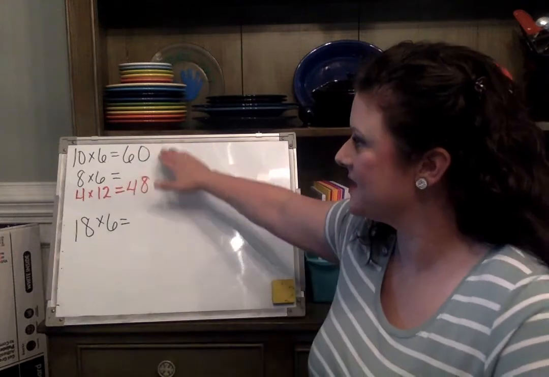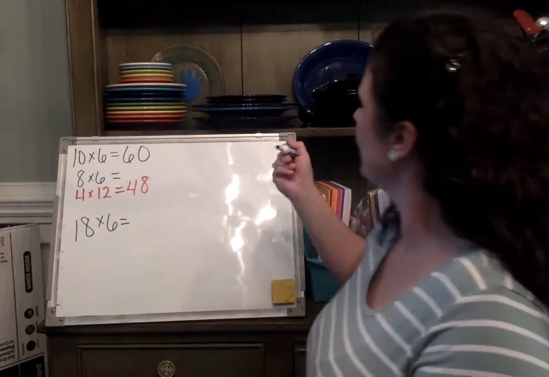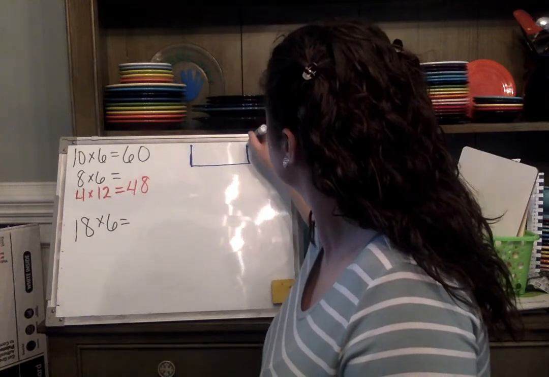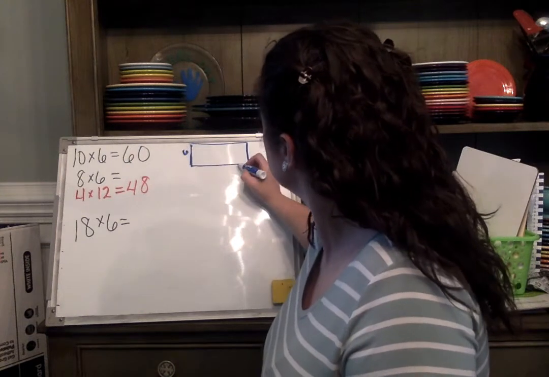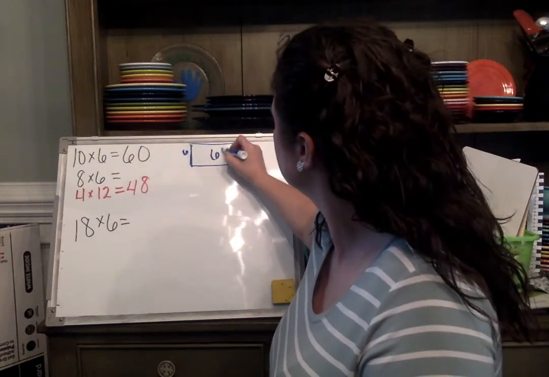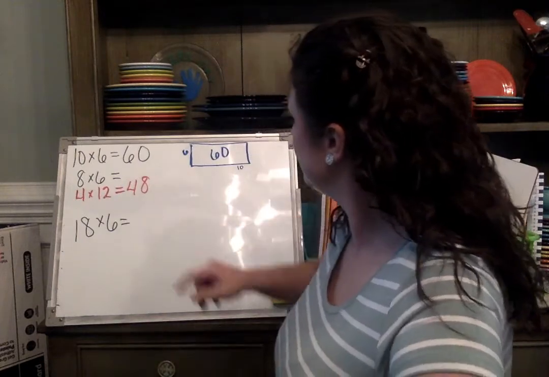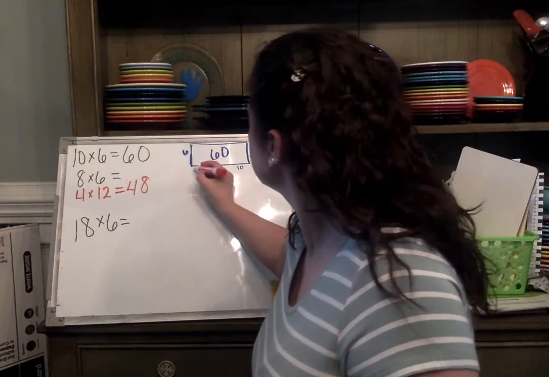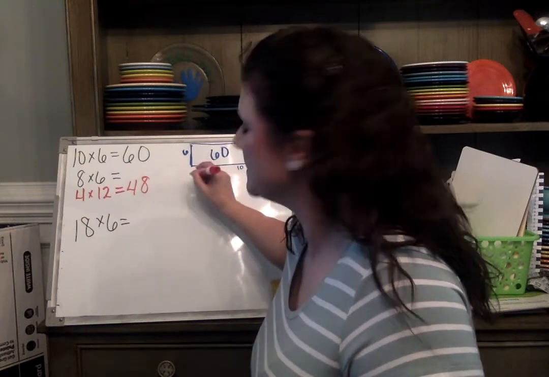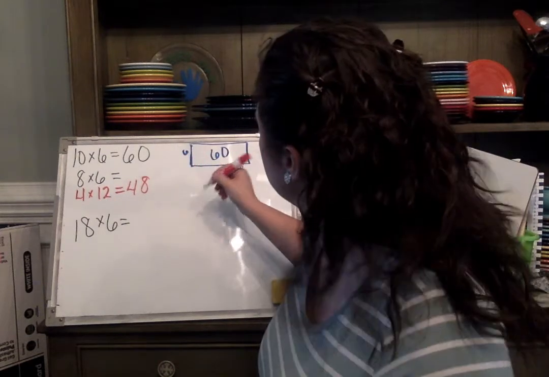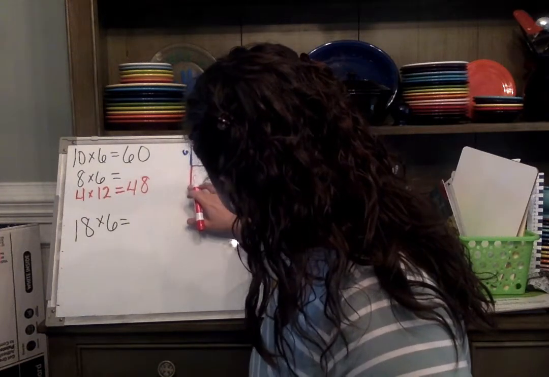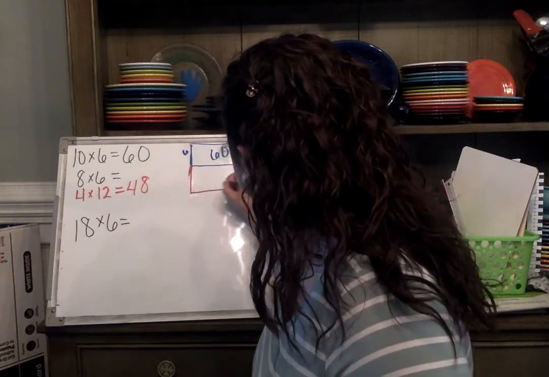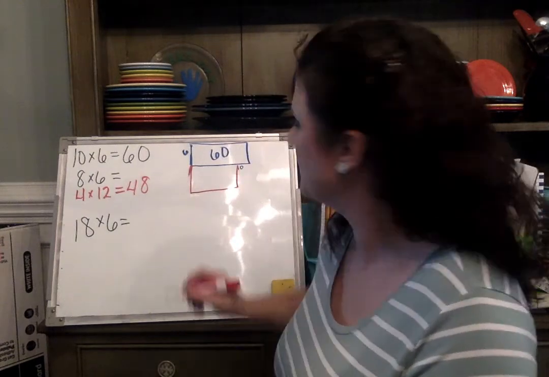Partial product. If you had noticed from these two problems up here, I have a 6 by 10, which I knew was 60. And then I had a 6 by 8, which I knew was 48.